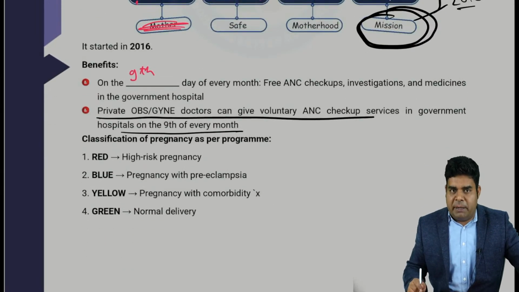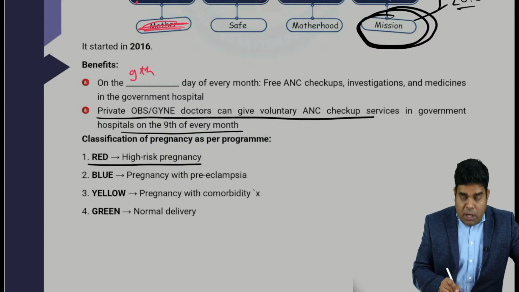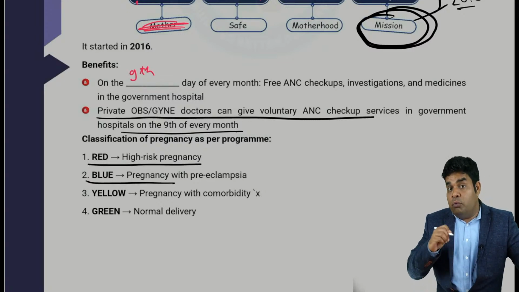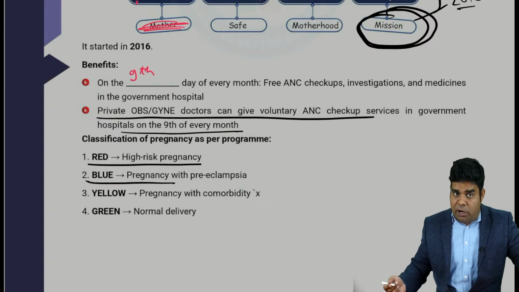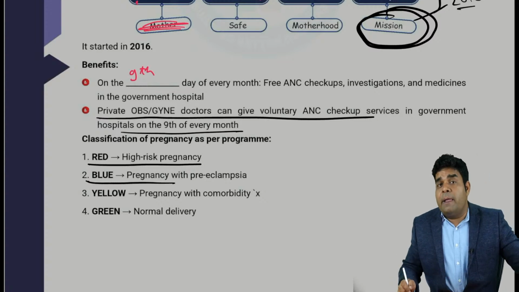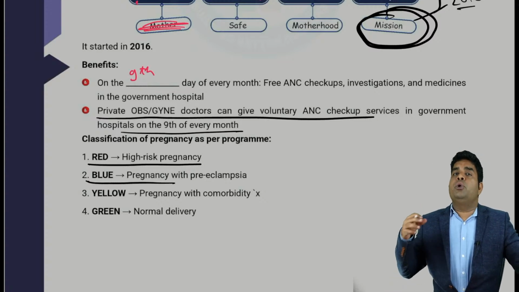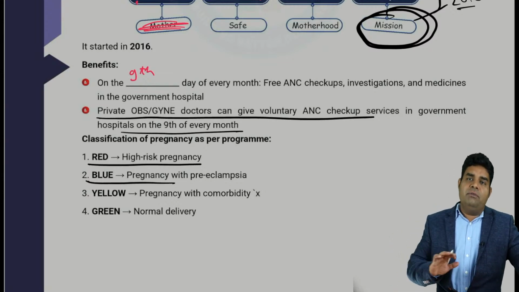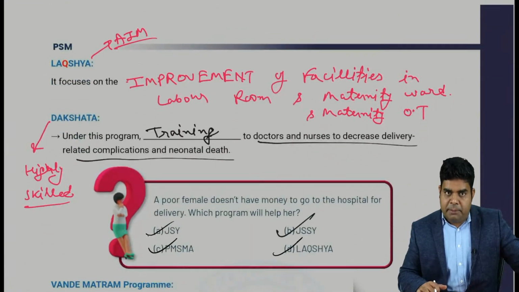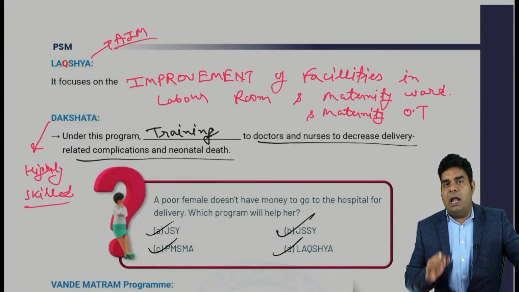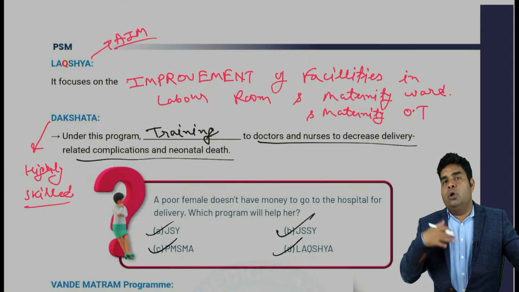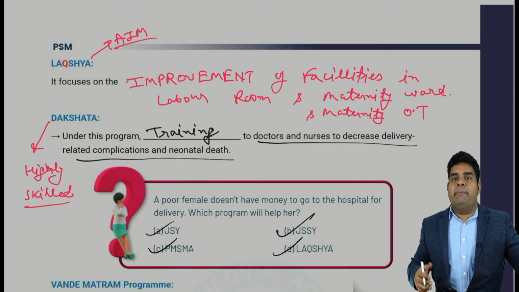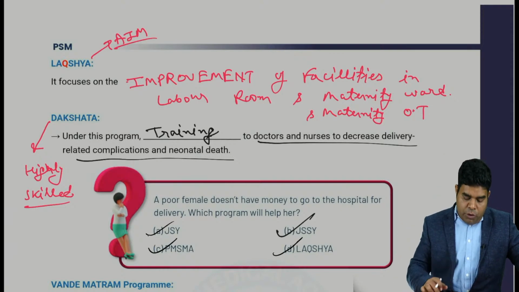And they also classified pregnancy: red when it is high risk, blue for high risk with hypertension problems like eclampsia and all, yellow for high risk due to comorbid conditions like diabetes, TB, hypothyroidism, and finally green, which are normal females. This is PMSMA. I hope you all know Laksh. Laksh has only one aim, to improve the facility in labor room and maternity delivery ward, maternity OT also.